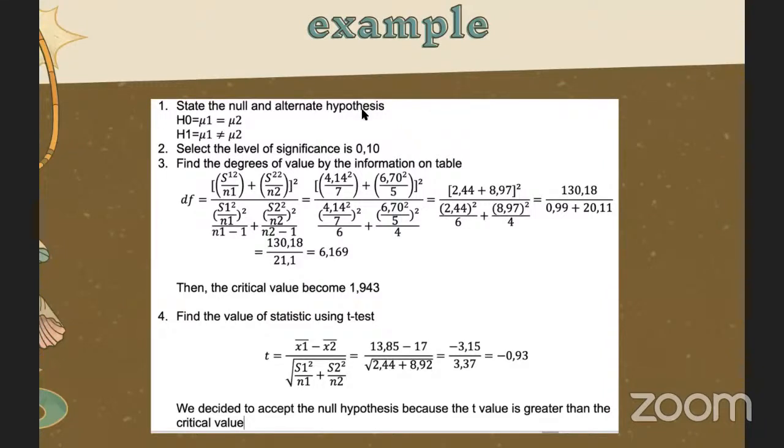And then the value of the statistic using the t-test is t equal to x1 minus x2, the means, divided by the square root of s1 squared divided by n1 plus standard deviation 2 squared divided by n2. And then the value becomes minus 0.93. It means that we decide to accept the null hypothesis because the t-value is greater than the critical value.